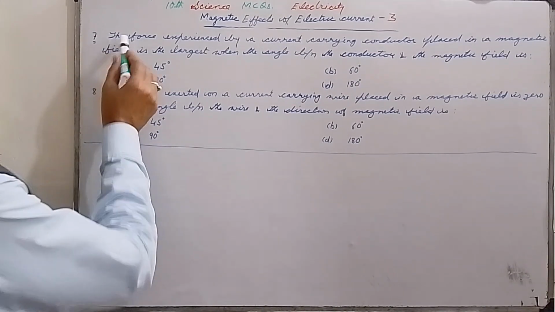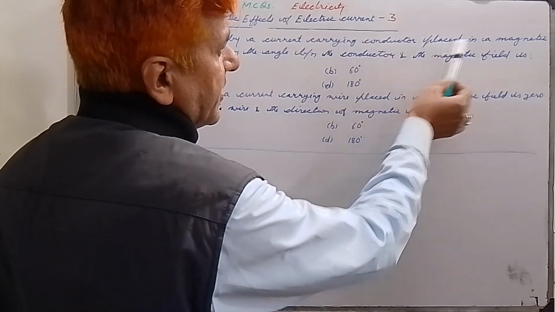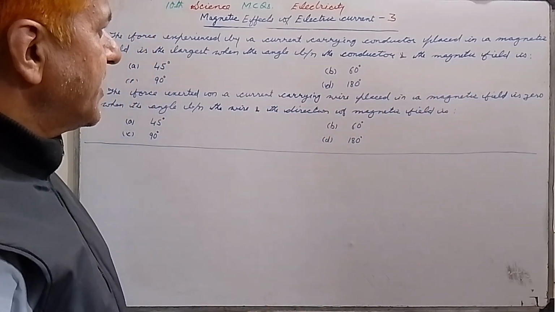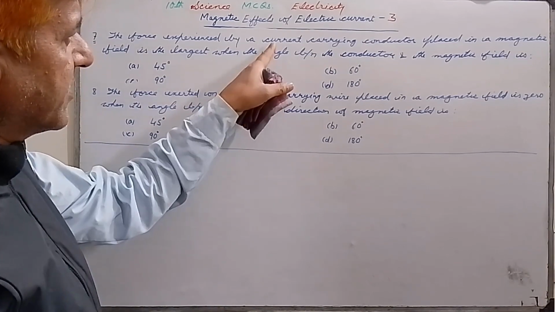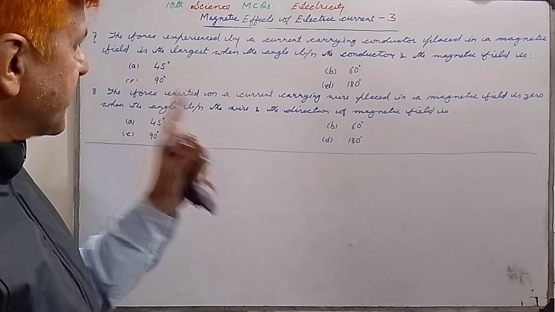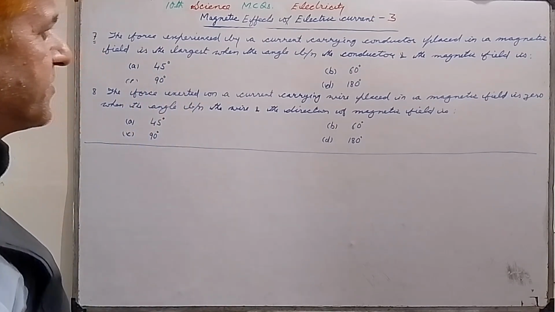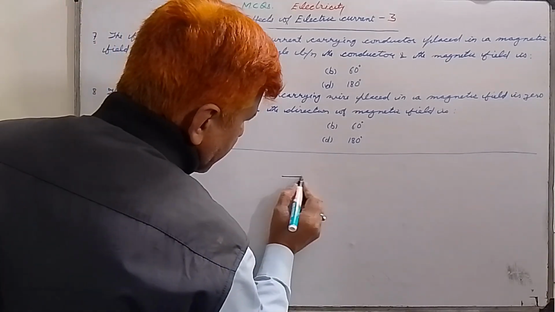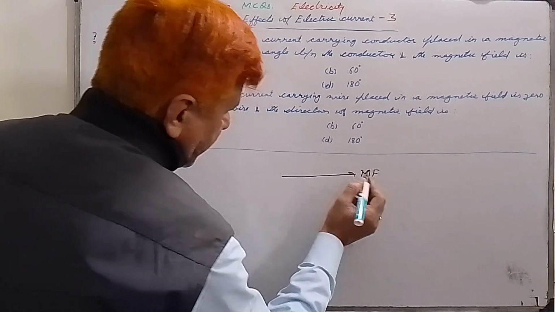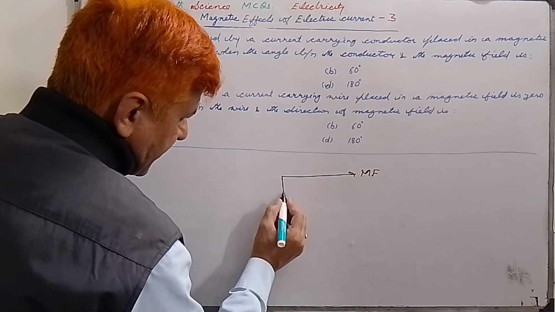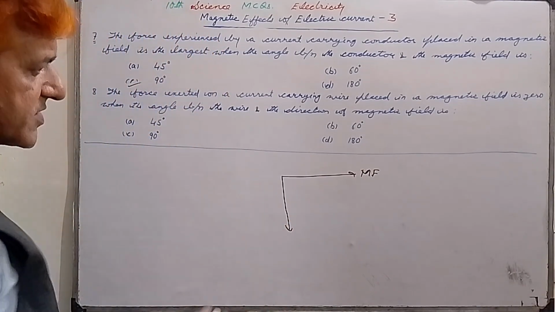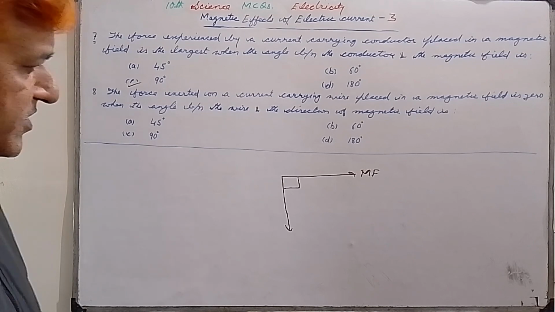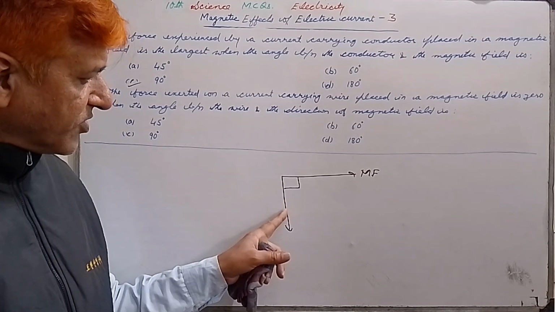Now we have question number 7: the force experienced by a current carrying conductor placed in a magnetic field is the largest when the angle between the conductor and the magnetic field is. When will the maximum force be exerted? When the angle between the conductor and the magnetic field is 90 degrees. Please remember this. For example, this is the direction of the magnetic field, and the conductor is in this vertically downward direction. The angle between these two is 90 degrees, so in this case maximum force will be exerted on this conductor.